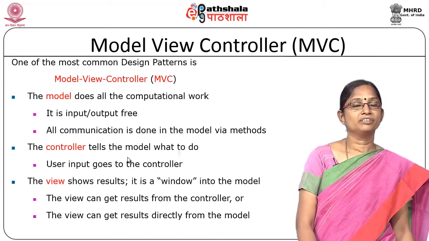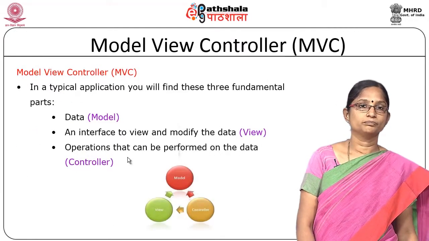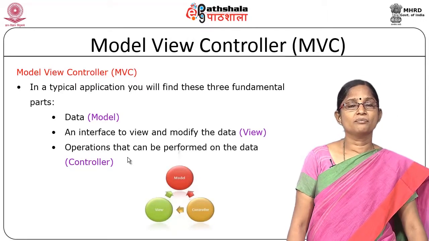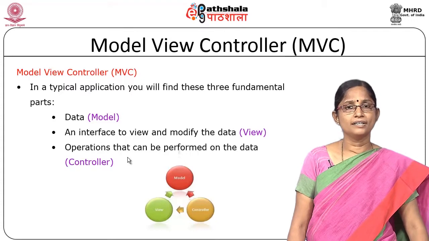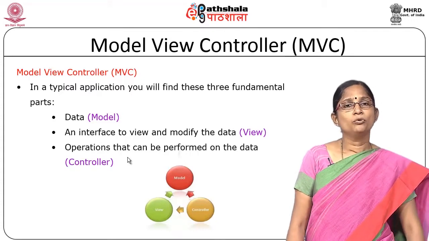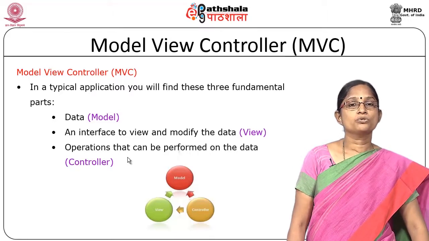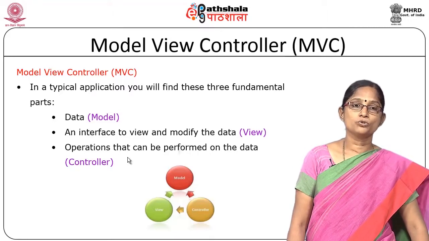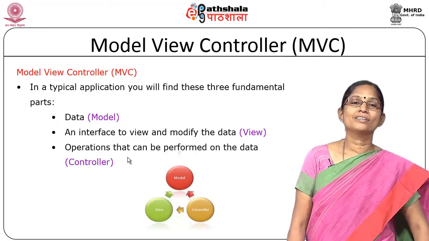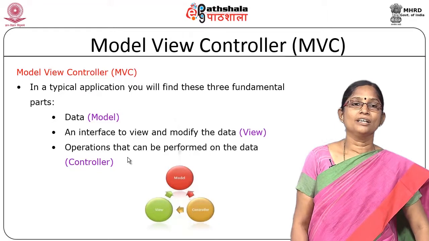So, this is one of the architectures used in Java. I am just telling the typical application. Here we can find three fundamental parts: data, view and controller. Data is the model. View is an interface, used to view the data as well as to modify the data. Then the operations performed over the data are done using the controller.